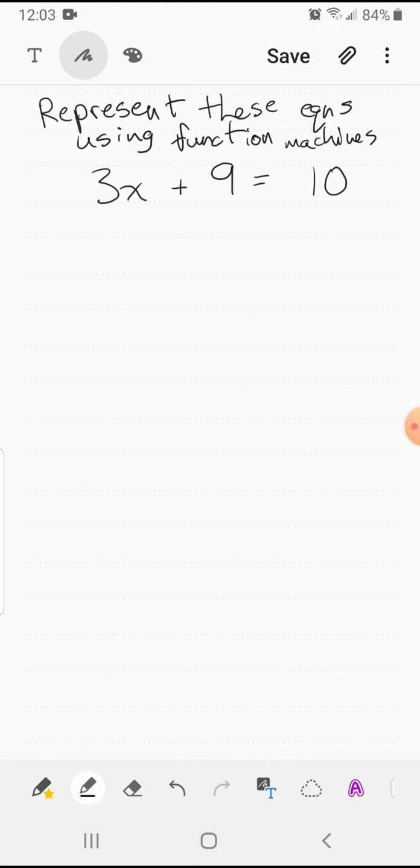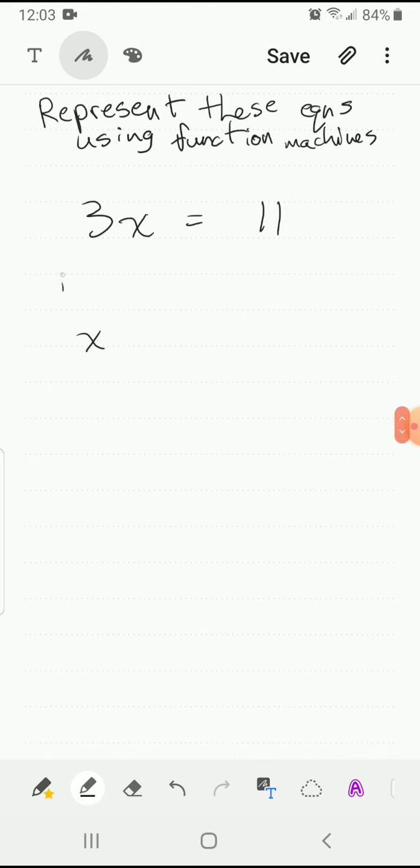Okay? And you know what? Before looking at a question like this, we're going to look at an easier one. Let's say we have 3x = 11. Now, it's not asking you to find x. It's asking you to represent these equations using function machines. So, what's our input? Well, we're always going to look at x as being our input. Okay, so we have our input, then we're going to have our machine, and then we're going to have our output.